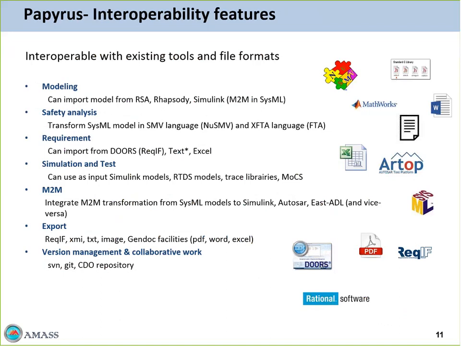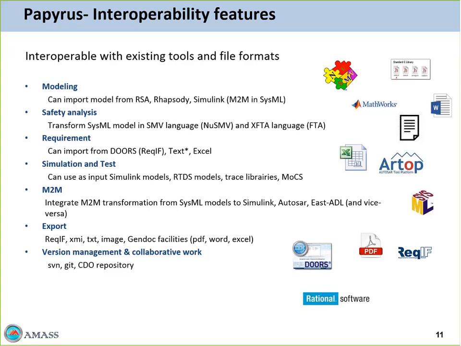So, a summary about the features that we have for Papyrus. It depends on the module we use. All the modules do not propose all the features, but for example, at the module level, we can import models from RSA and Rhapsody, and also CMU, because we have a model to model transformation from CMU model to CCNL. On the safety analysis side, we can transform our CCNL model and the safety concept into SMV language and into SDFK language for ESPA generation. We can import requirements in the ReqIF format, from text if we define some specific template for the textual format, and from Excel.